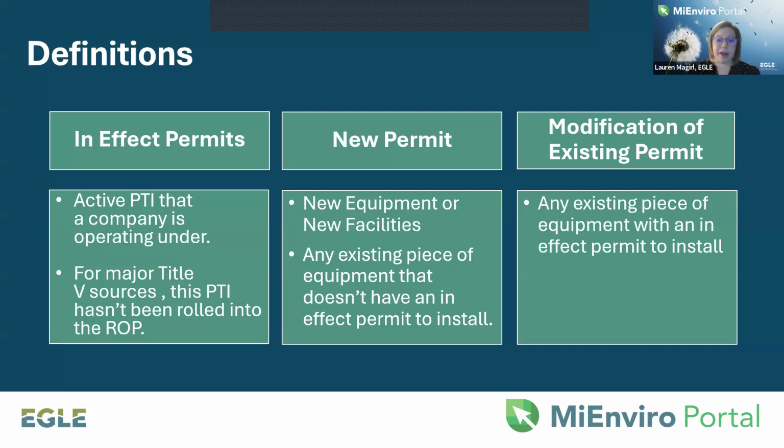If you're proposing to modify a piece of equipment that is operating under an in effect permit status, the modification of existing permit submission package should be used. This will create a modification permit number. And we wanted to point out, if you're wanting to install and modify a piece of equipment in the same project, as long as you have that in effect permit status, please use that modify submission package. Again, that will create a modification permit number. And we will discuss permit numbers more this afternoon and how they're going to look in the system.